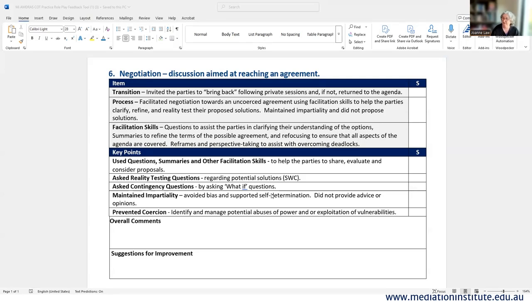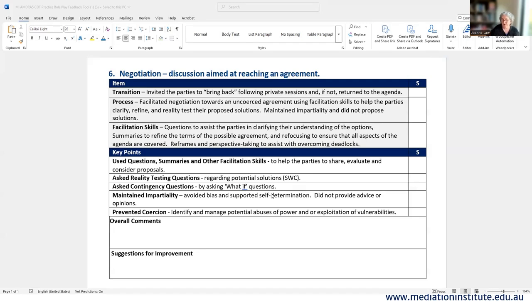Now what you're wanting to do is start looking at those options, helping the parties to evaluate, consider proposals. If there's some more things that have come out of the private sessions, you want to ask some reality testing questions. Would that solve the problem? Is it workable? Are you committed to it? Is there something you'd be committed to implementing?